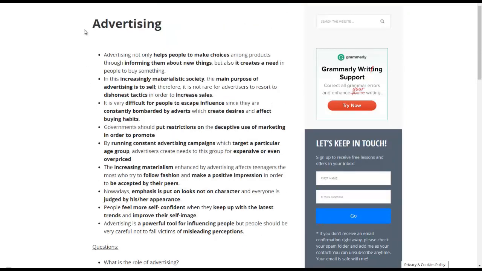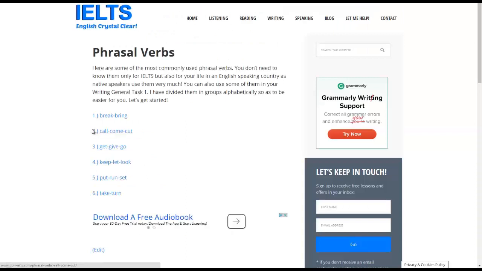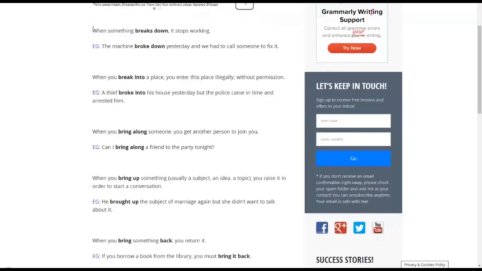So now if we go back again, let's go to phrasal verbs. Phrasal verbs are endless, you know that, but here I have gathered the most commonly used, the basic phrasal verbs in examples. So here we have the phrasal verbs of break and bring, some of them, the most common. I give you the meaning, the definition. When something breaks down, for example, it stops working, and then I give you an example of how it is used, this phrasal verb, in real life. For example, the machine broke down yesterday and we had to call someone to fix it.